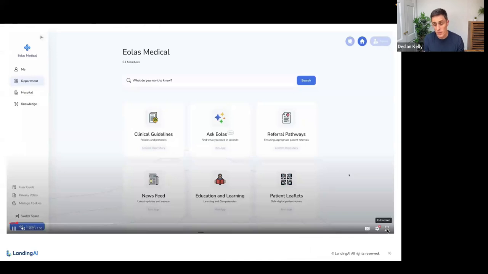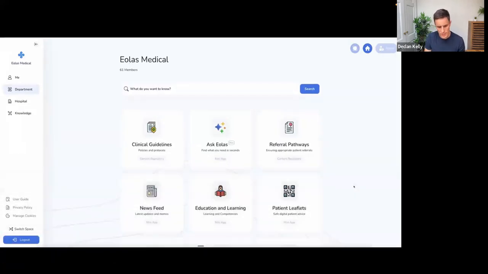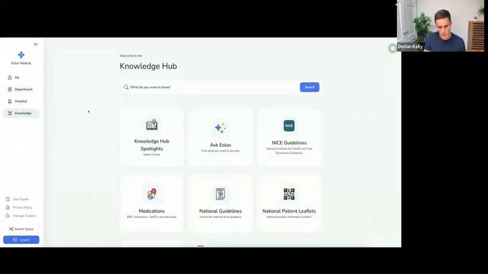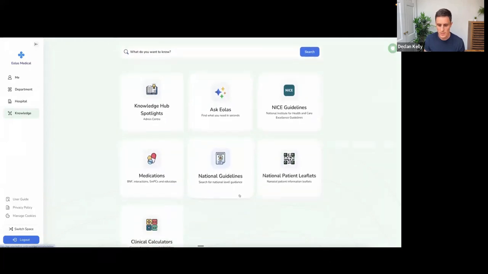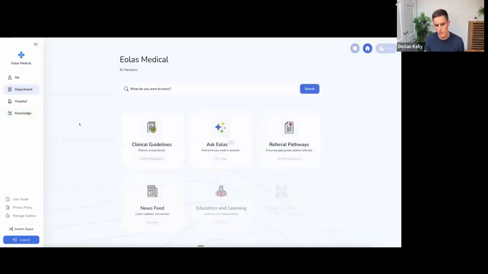So here is a very quick video of the Eolas platform, and it just really helps solidify the context. We've given a quick demo of how it's being used. The platform itself is split between external medical knowledge, in this section, the Knowledge Hub, where we index all of the world's medical knowledge. So tens of thousands of pieces of national level guidelines, and all the medications that a doctor could potentially ever prescribe are here in one place, as well as lots of other information.